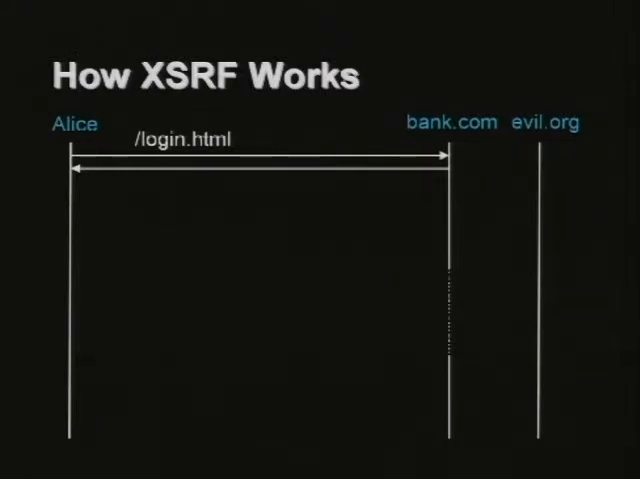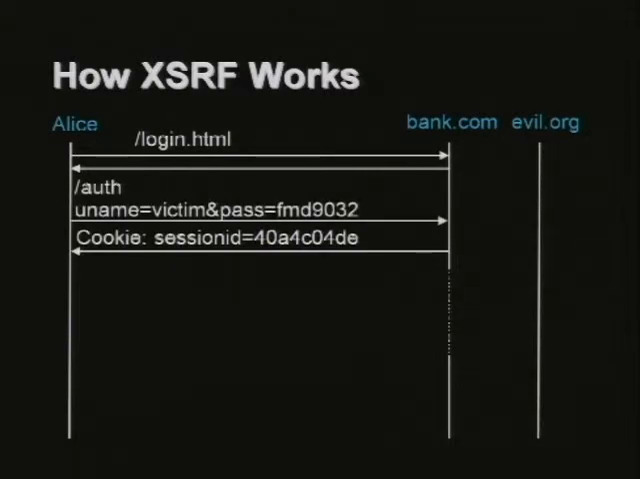So as before, Alice requests the login page, gets back a form. Alice authenticates, as before, provides the password, gets back a cookie after she's authenticated. Well, let's say after Alice has been authenticated to bank.com, say in one browser window, she gets lured to go to a page at evil.org in, say, another window.